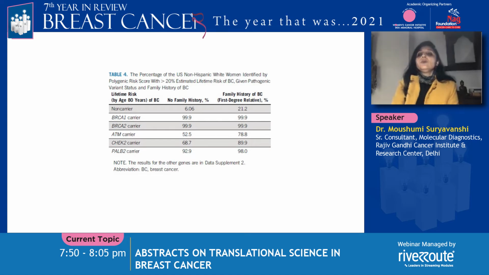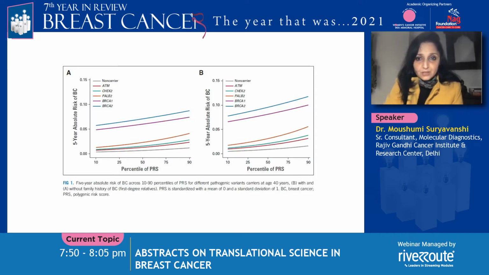So this polygenic score information will definitely add to the decision of when they have to be screened or not. This is the same thing. You can see that these are the patients who have the family history and those who do not, and the patients who have the family history definitely have more 5-year absolute risk of breast cancer compared to the ones who don't.